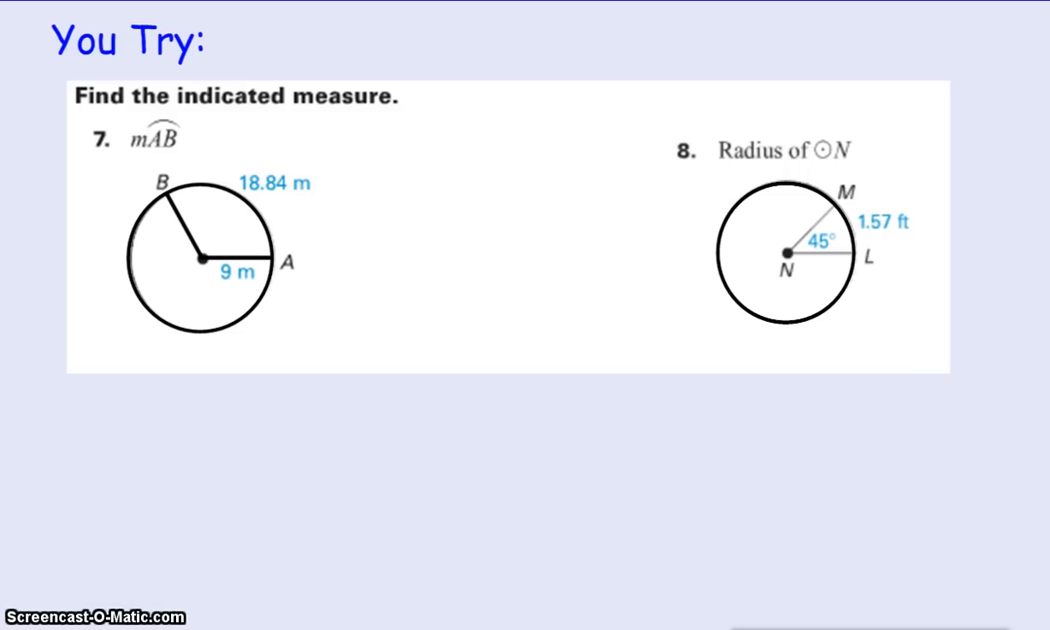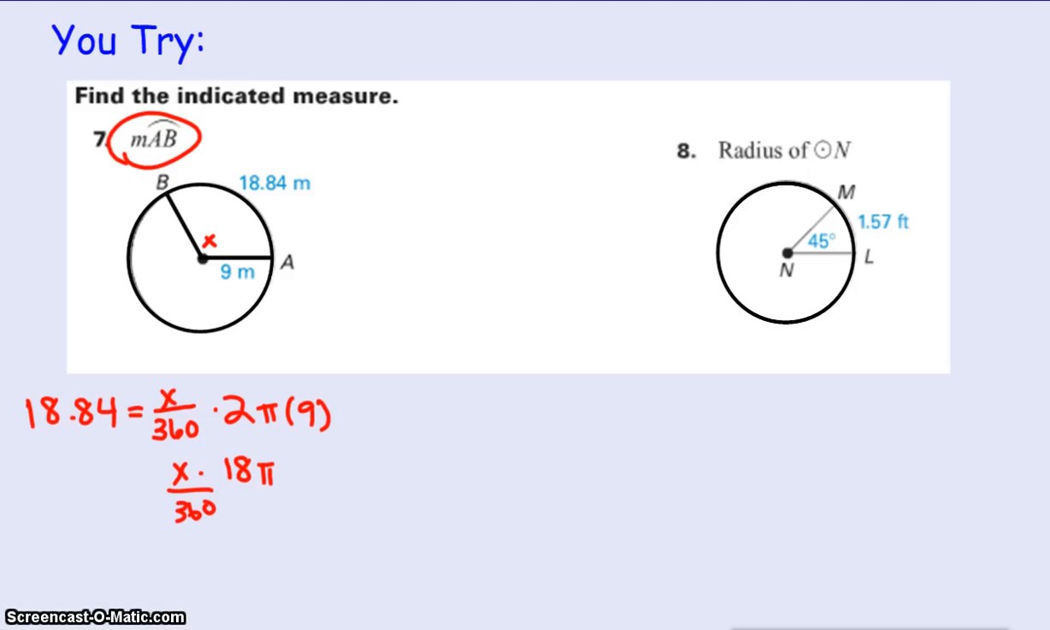Alright, so hopefully you are unpausing the video and looking to see how we solved. Now we're looking for the measure of AB. Remember, that's going to be the angle measure. So 18.84 equals x over 360 times 2 times pi times r. So I'm going to simplify this to be 18 pi equals 18.84. Then let's go ahead and divide both sides by 18 pi.